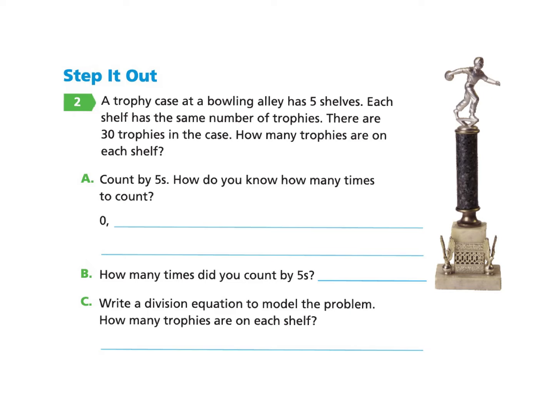A trophy case at a bowling alley has 5 shelves. Each shelf has the same number of trophies. There are 30 trophies in the case. How many trophies are on each shelf? Part A asks you to count by fives. And they're asking us to count by fives because there are 5 shelves. And then they want to know, how do you know how many times to count? Well, we're going to stop at 30 because there are 30 trophies in all.